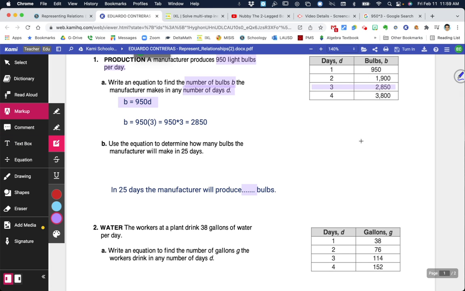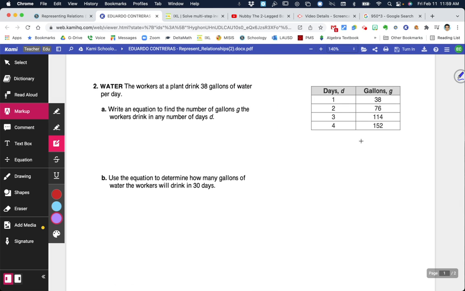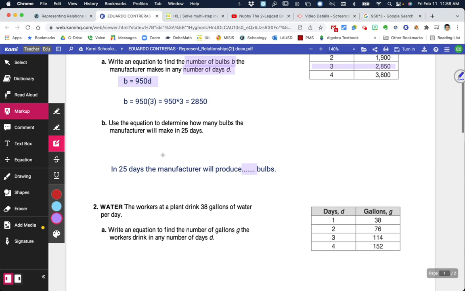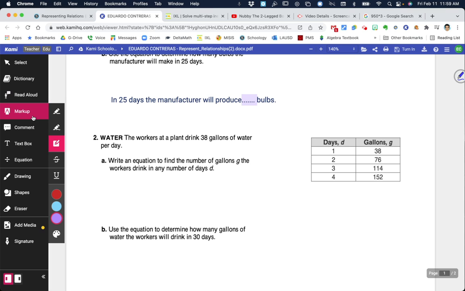All right. So now what we're going to do is we're going to move on to question number 2. Question number 2, let's just read it together, and then I'm going to let you finish it up. You're going to do the exact same process that we did before. So let's read number 2.